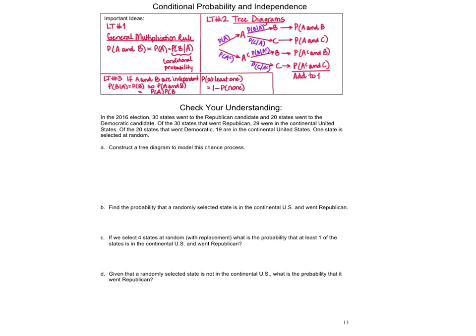So that does bring us to the Check Your Understanding questions, and you will be doing a tree diagram in part A. In part B, you've got an AND probability. In part C, you've got an at least 1 probability. And in part D, you've got a conditional probability. So good luck with the Check Your Understanding questions. Remember that when you're finished, go into Canvas and check your answers. See you back in class.